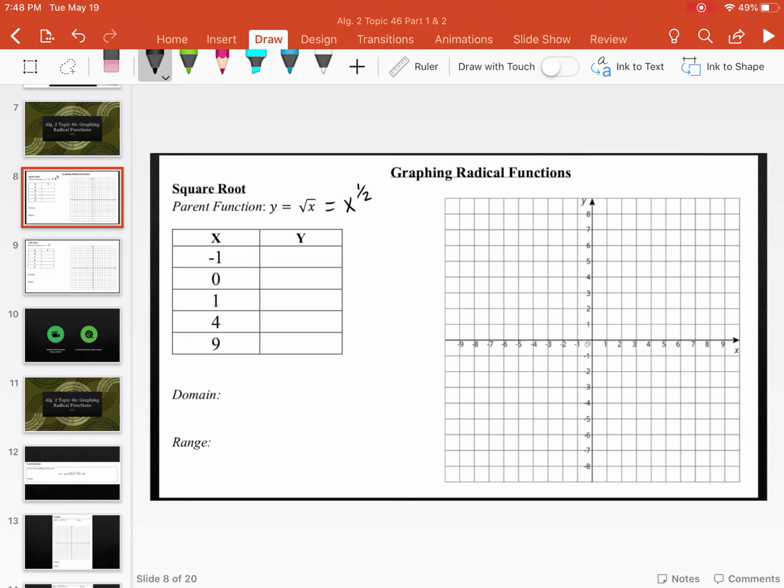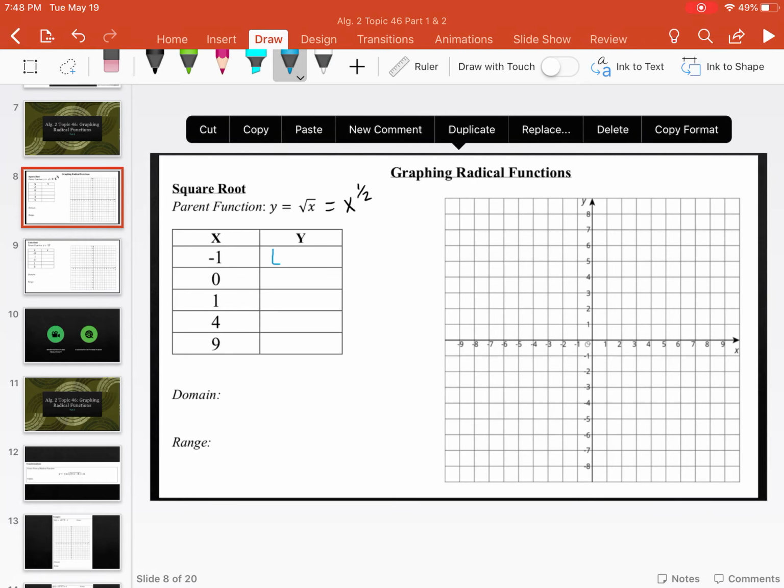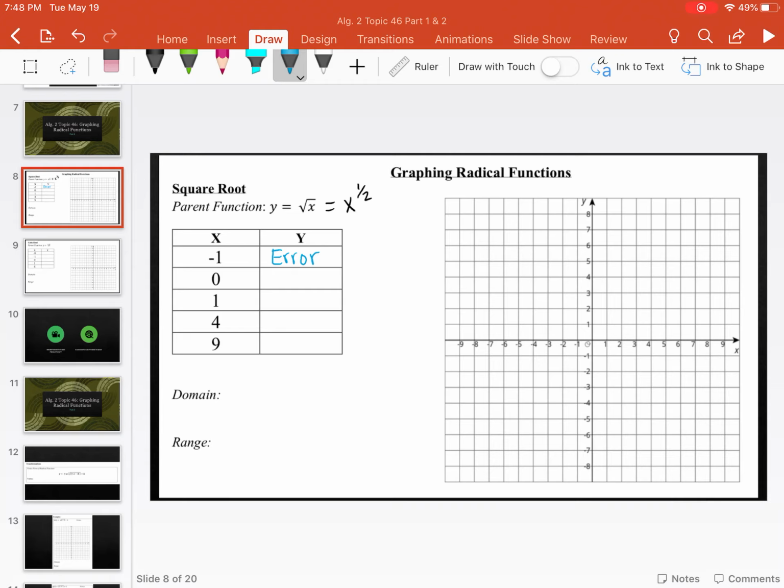Now, in order to graph this, let's start by filling in the table. If we plug in -1 for x, what is the square root of -1? Well, it actually gives us an error. And that's because we can't take the square root of a negative number, at least not when dealing with the real number system. It deals with imaginary numbers.